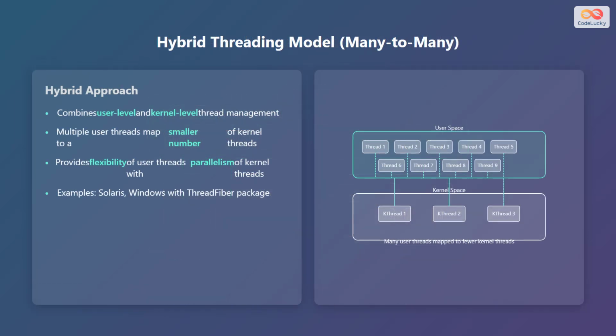Finally, let's explore the hybrid threading model, also known as the many-to-many model. This is a hybrid approach which combines user-level and kernel-level thread management. Multiple user threads map to a smaller number of kernel threads. It provides flexibility of user threads with parallelism of kernel threads. Examples include Solaris and Windows with Thread Fiber package. Here we have many user threads mapped to fewer kernel threads.